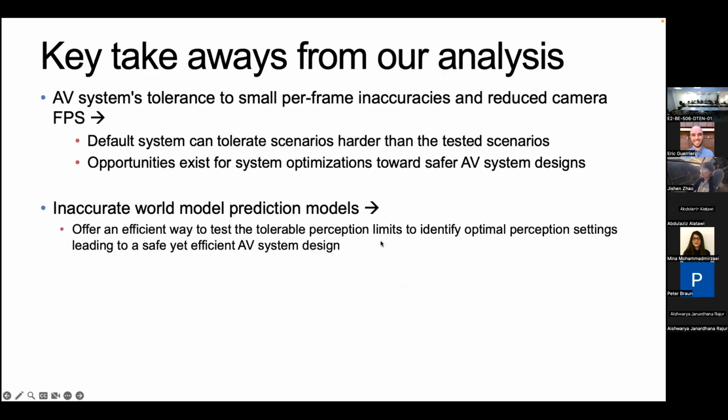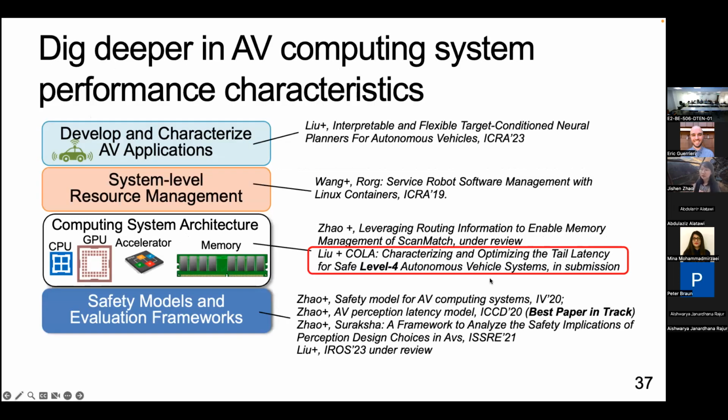But the key takeaway from our analysis in particular is that we found that the default system can already tolerate scenarios that are harder than the tested scenarios. And also there are quite a lot of opportunities for the system to optimize, for example, lowering the GPU frequency, which leads to a more relaxed computation budget, but still maintains autonomous driving safety. And there are also other observations we can find.